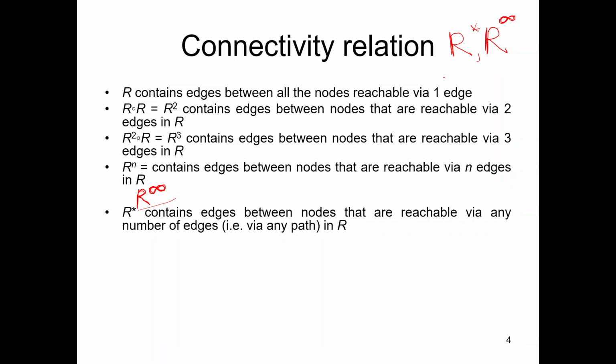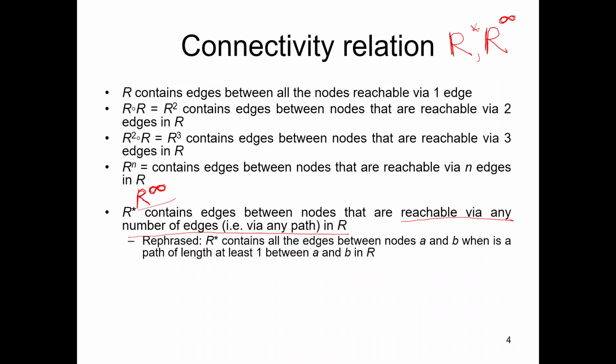So R star or R infinity contains the edges between the nodes that are reachable via any number of edges, via any path in R. That is, basically they are connected. If R infinity or R star contains 1 in a particular position, that means those two vertices are connected. Maybe by one edge, by two edges, by four edges, whatever, but they are connected.